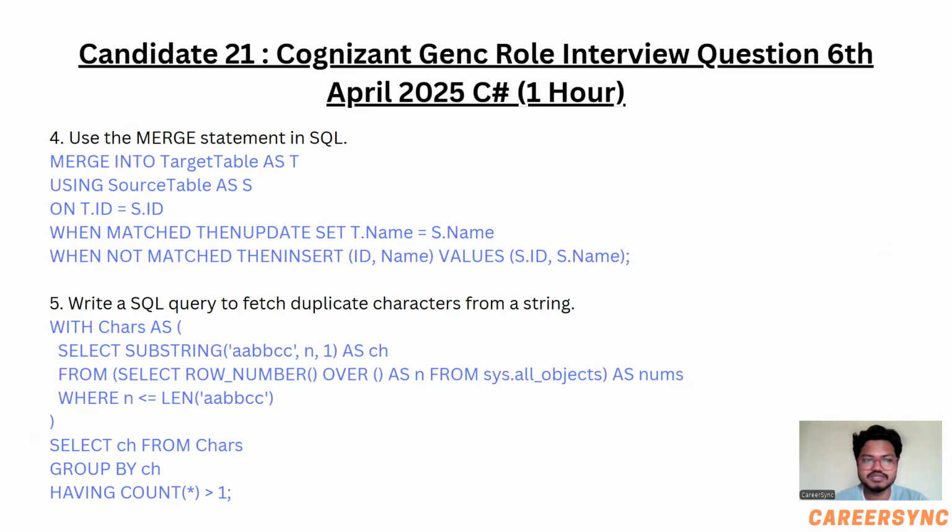So you can see he has been asked 5 SQL queries at the start. So he merged into a table using a source table, on when matched update set name, and when not matched, then insert ID, name values. Now write a SQL query to fetch duplicate characters from a string. Now, as you can see, these questions are not asked often until now, but these are very important. You should practice these SQL queries so you don't miss any questions.